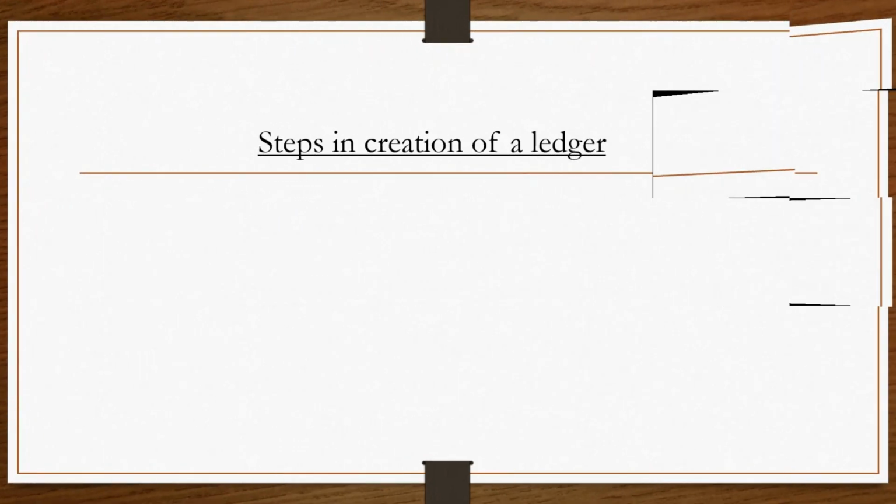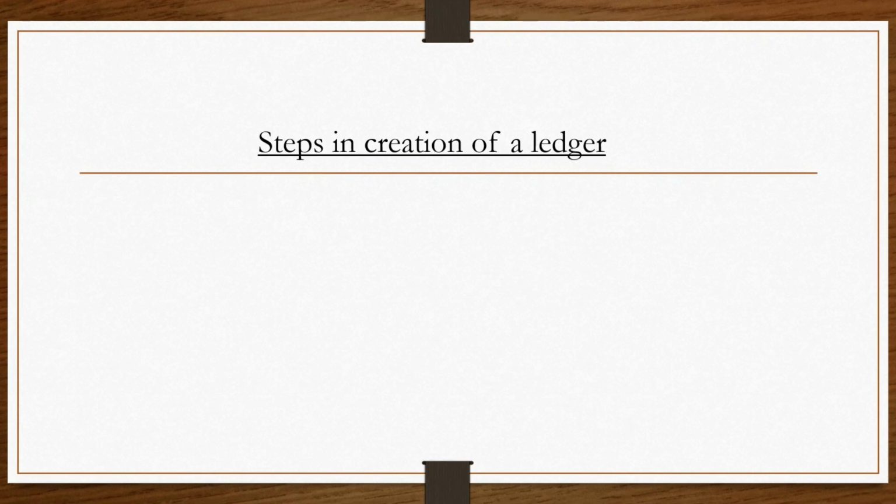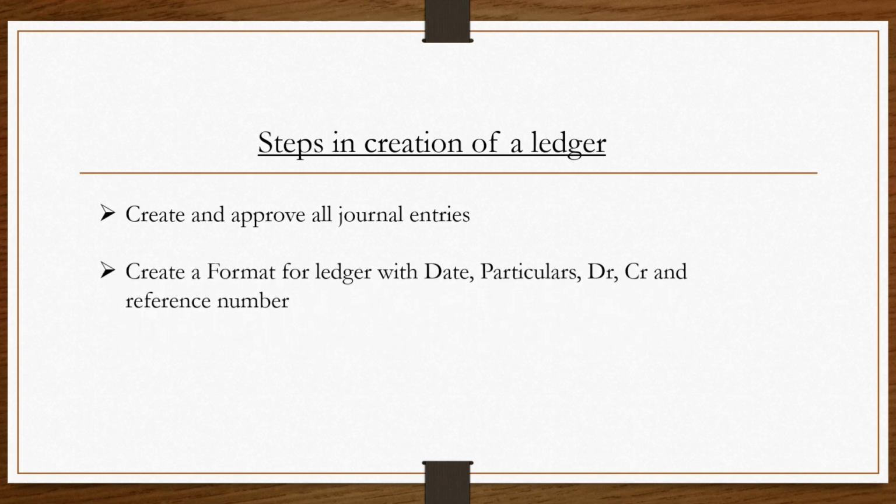The next is steps in the creation of a ledger. The first step is to record all your journals. Once your journals are recorded, half your job is done. You just have to create the ledger format and then start picking the journal lines and posting them into the respective ledgers. You have to be ready with your format with all the columns: date, particulars, debits, credits, and reference number. I just showed you the format in the earlier slides.